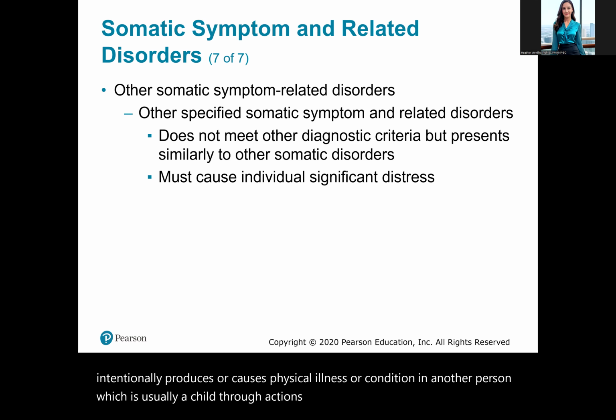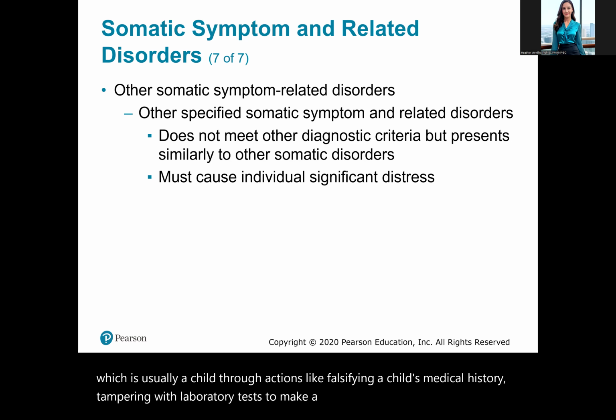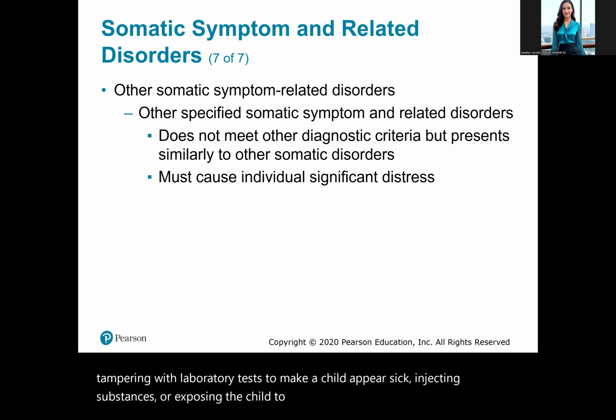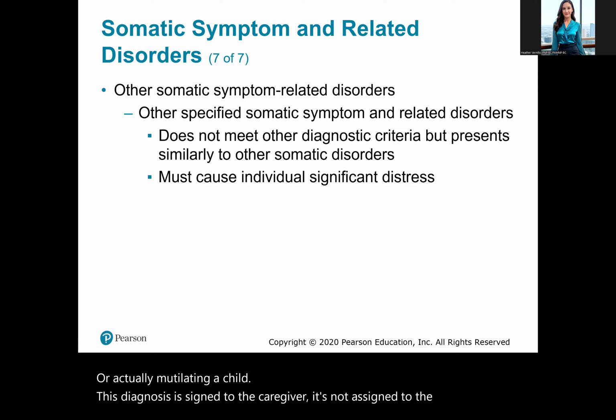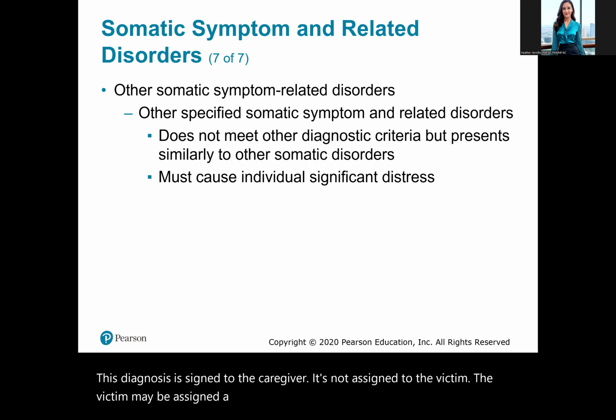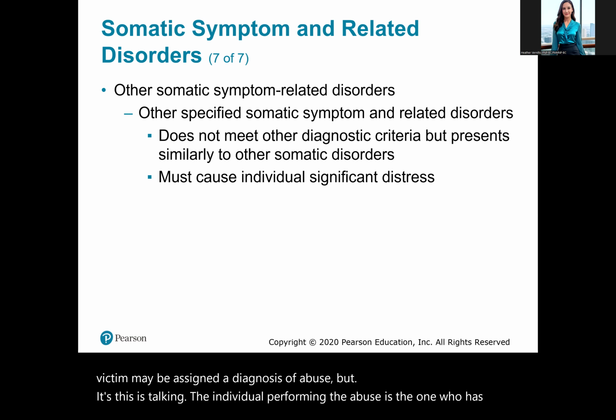through actions like falsifying a child's medical history, tampering with laboratory tests to make a child appear sick, injecting substances, or exposing the child to toxic substances, tampering with treatments, playing with intravenous lines, changing ventilator settings, or actually mutilating a child. This diagnosis is assigned to the caregiver, it's not assigned to the victim. The victim may be assigned a diagnosis of abuse, but the individual performing the abuse is the one who has the psychiatric disorder.